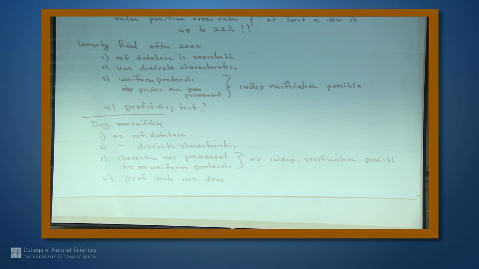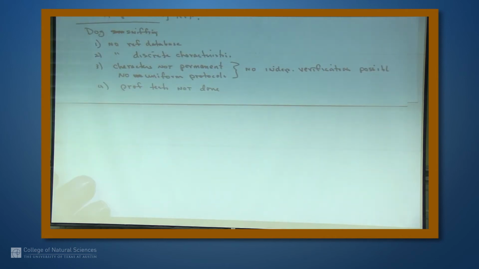Another method, hair matching. Discredited in Canada in 2003, later in the US.